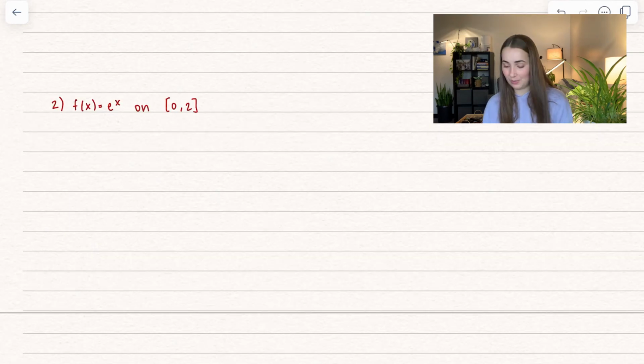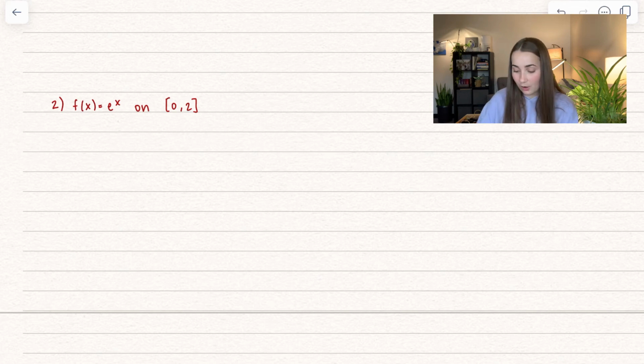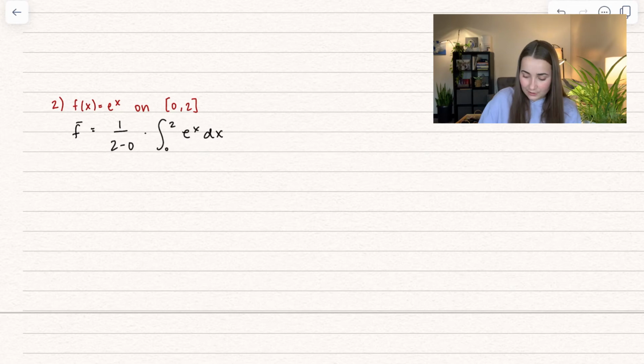Now let's go ahead and try another one. So here we have our function f of x and we have our interval 0 to 2. Again, our first step is to go ahead and find the average value. So let's go ahead and simplify this. So we get 1/2, and let's take the antiderivative. Antiderivative of e to the x is just e to the x, and we're evaluating this between 0 and 2.